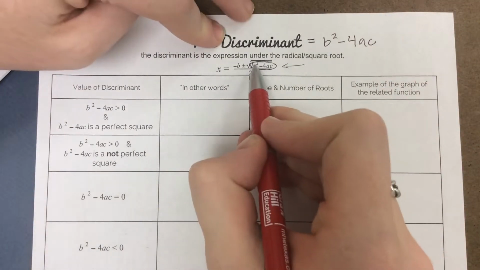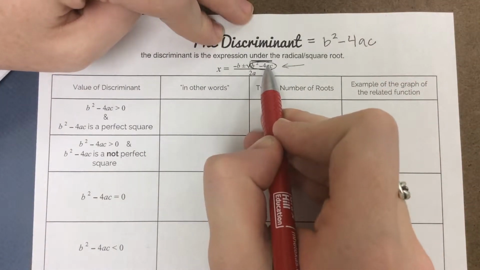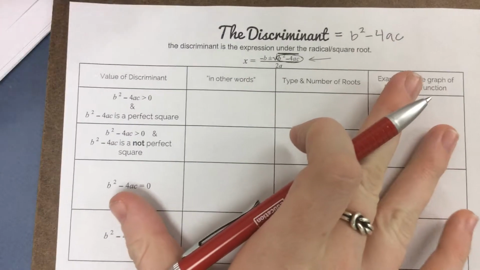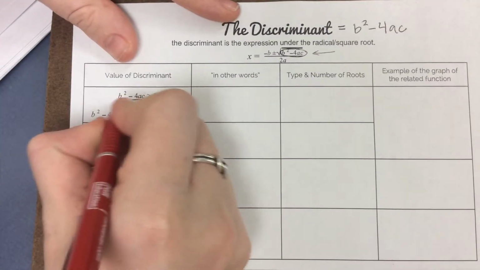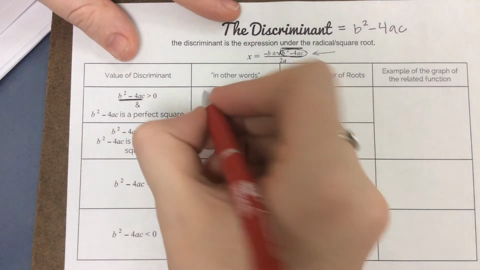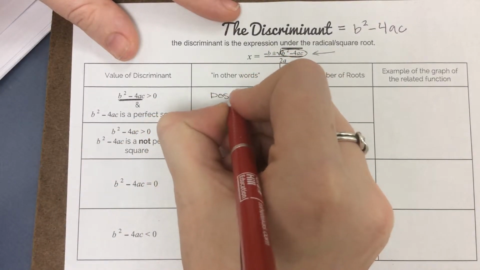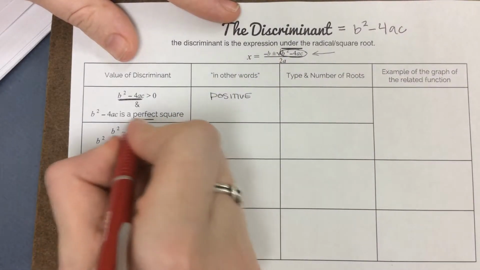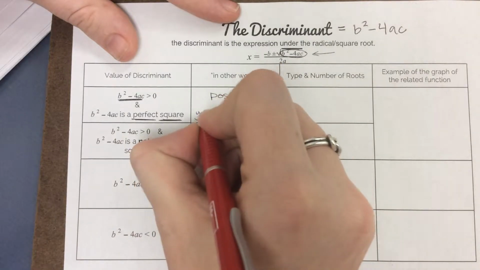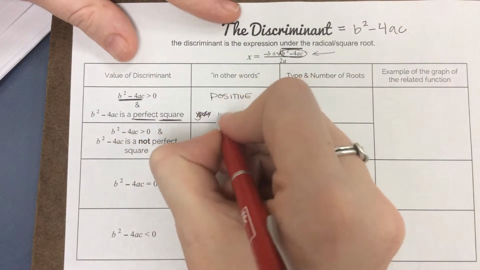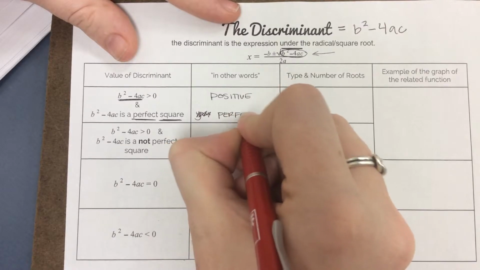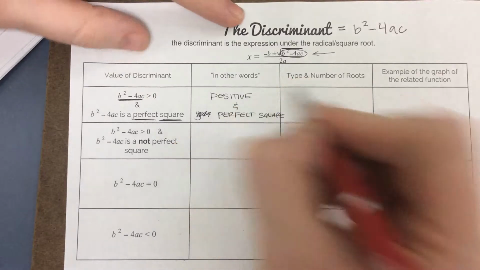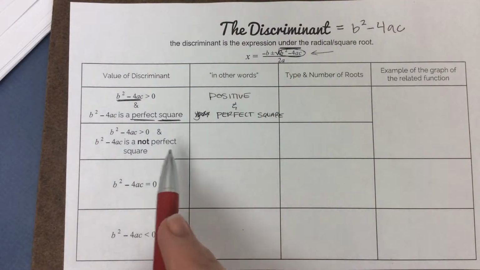That's a specific part of the quadratic formula, and it tells us some things about our solutions or our roots, okay? So the first thing we're going to look at is, what if the discriminant, b squared minus 4ac, is greater than 0, which means positive? What if it's positive, and it's a perfect square, which means you can take the square root of it? We'll just write perfect square. So what if it's positive and it's a perfect square?